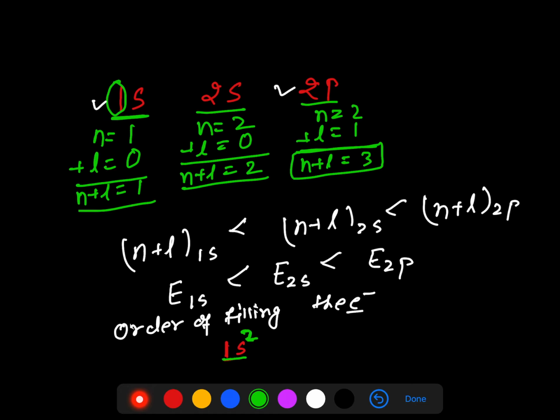Now the next electron will move to the next subshell. 1s is already full, right? Now the next electron will go to 2s. We'll fill 2s to its capacity with 2 electrons. Now the next electron will go to 2p, and we can fill it with a maximum of 6 electrons. So this is the order of filling of the subshells, right? 1s will be filled first, then 2s, then 2p, then the next higher energy subshells.